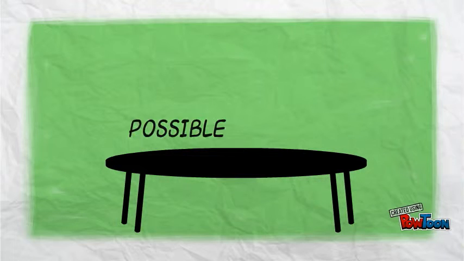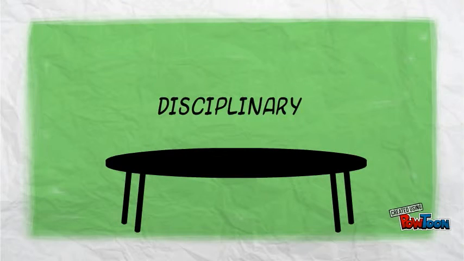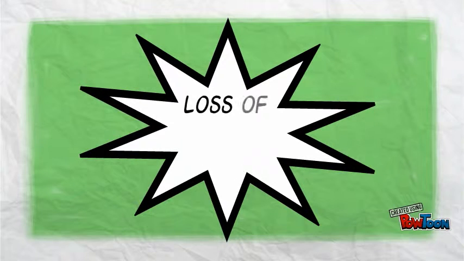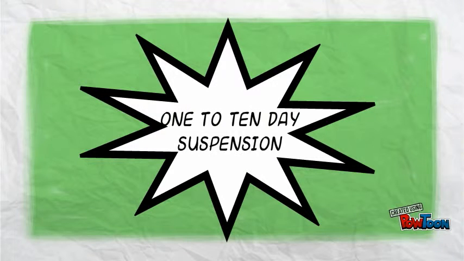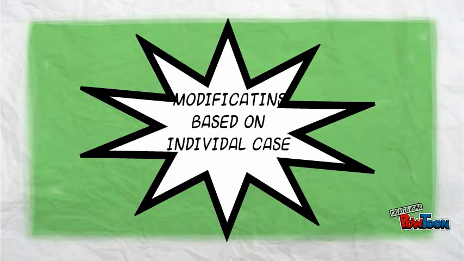The appendix of this policy contains a table with possible offenses and disciplinary actions. It also states that a violation results in a loss of privileges and possible 1 to 10 day suspension, but it also allows for modifications based on the individual case. All students and parents receive and sign off on a copy of the policy at the beginning of the school year.